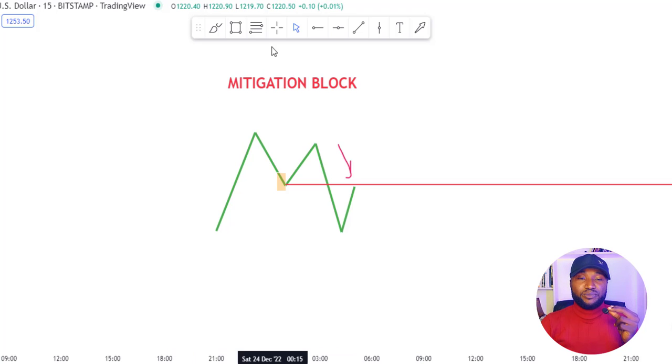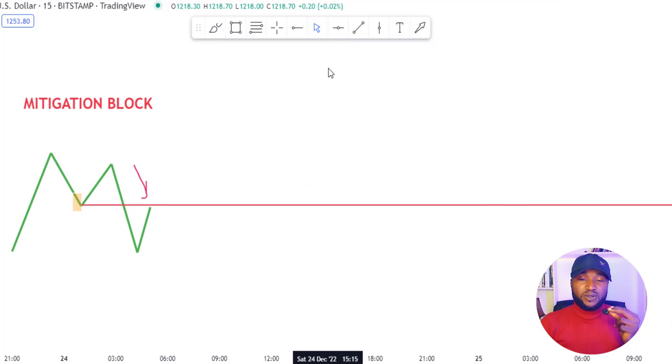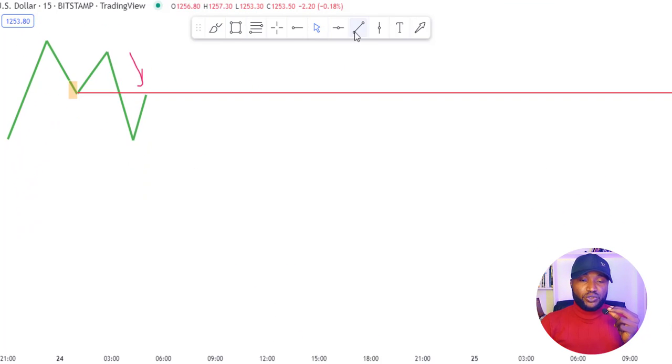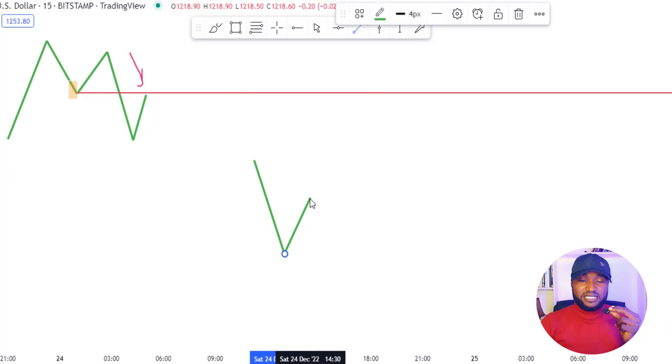And then we also have the bearish mitigation block. This time around it is in a form of a W. Let me take away everything right here and then I'm going to show you. If we have a movement like this and then we have something like this, then a failure swing. Remember I said a failure swing, and then we have price coming back to test the level.